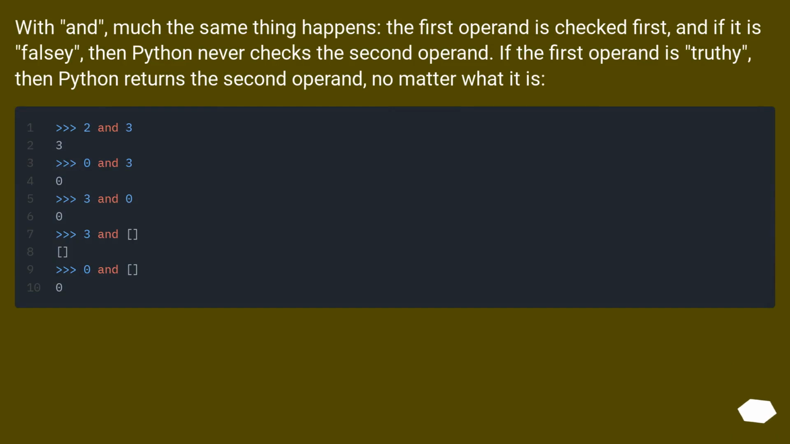With AND, much the same thing happens. The first operand is checked first, and if it is falsy, then Python never checks the second operand. If the first operand is truthy, then Python returns the second operand, no matter what it is.